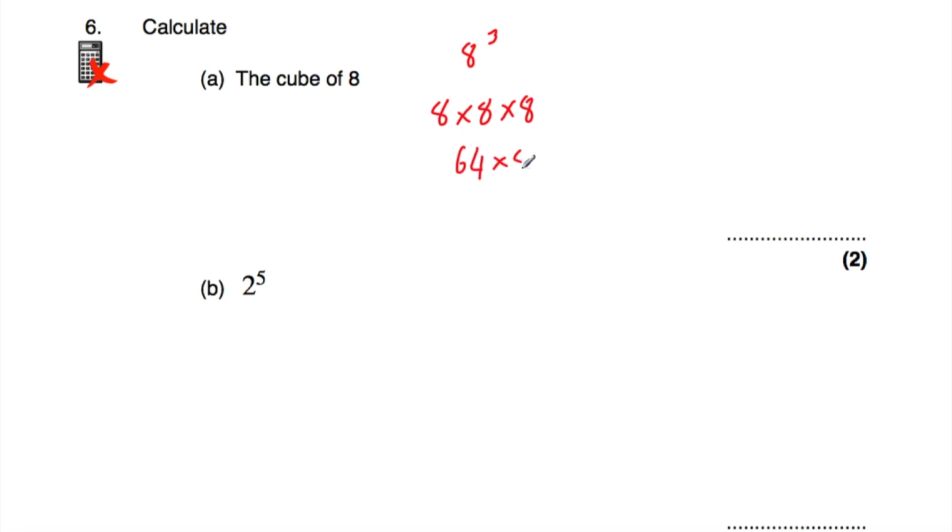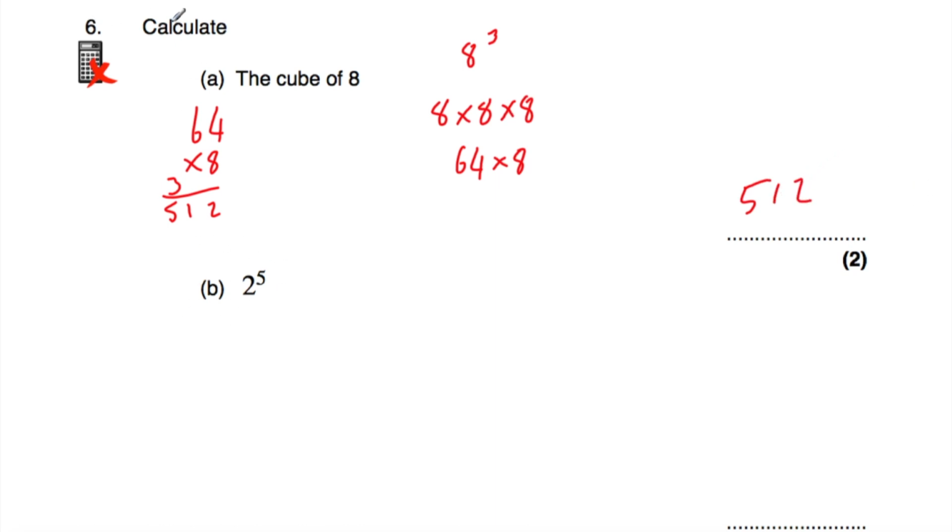Now we need to multiply that by 8, so we're going to do 64 times 8. I don't know that one off the top of my head, so I'm going to do 64 multiplied by 8 and see what we get. 8 times 4 is 32, so let's put our 2 down and carry our 3. 8 times 6 is equal to 48, plus 3 is 51. So it's going to be 512. So 8 cubed is 512, and that's it.